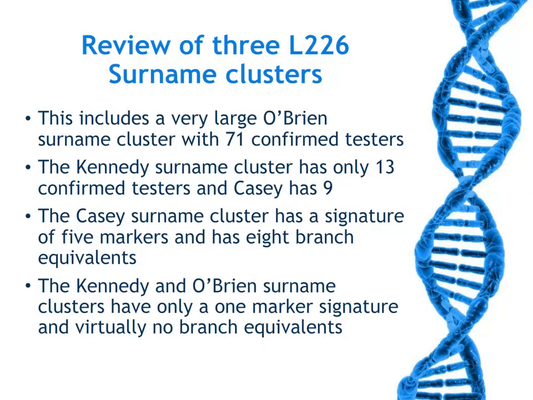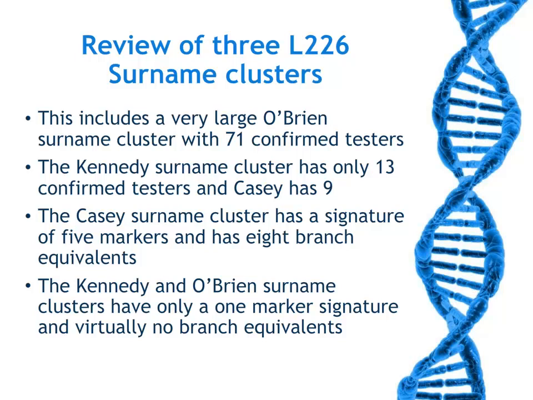So I'm going to dive into 3 surname clusters under L226. The largest one is the O'Brien. It has 71 confirmed and over 100 both confirmed and predicted. And then the Kennedy has 13 confirmed testers, and the Casey, which we just went over, has 9.